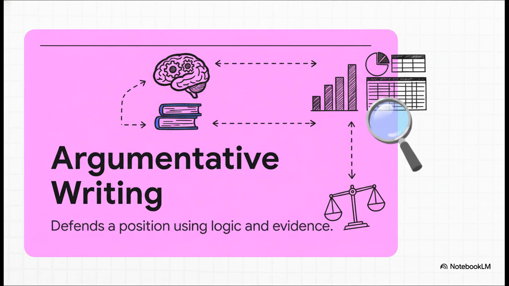And right next door is its close cousin, argumentative writing. Now, this style also wants to convince you, but it goes about it in a totally different way. Instead of appealing to your feelings, it builds a case using logic, hard facts, data, and evidence. It's all about proving a point with a solid, rational argument.